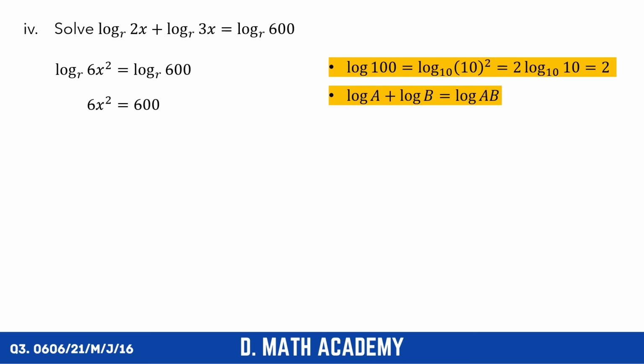600 divided by 6, then you will get x squared equals to 100. To get rid of the square, I put the square root over 100 and I will actually get plus minus 10. However, remember I mentioned earlier, it cannot be negative. So your x will be automatically taken as 10, and 10 will be your final result.